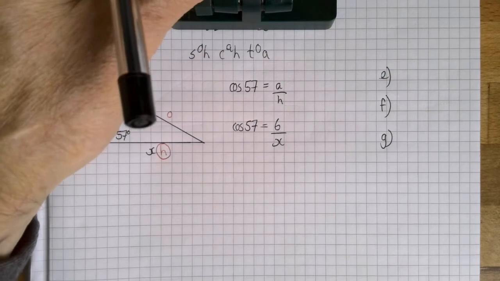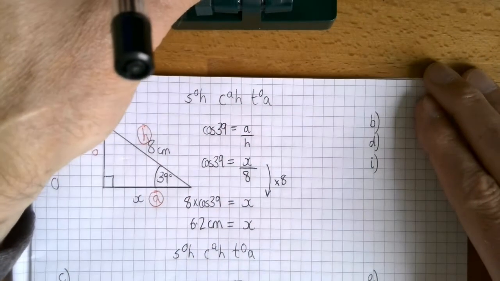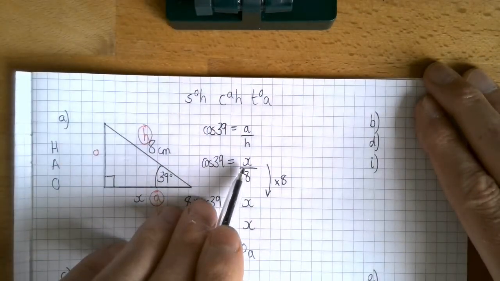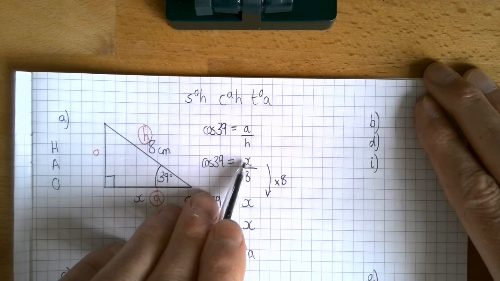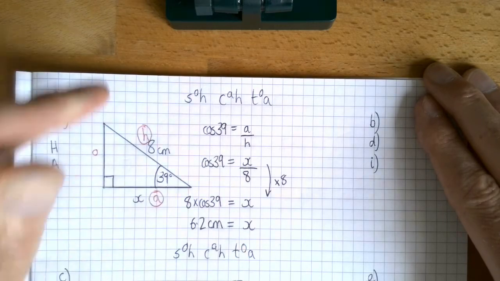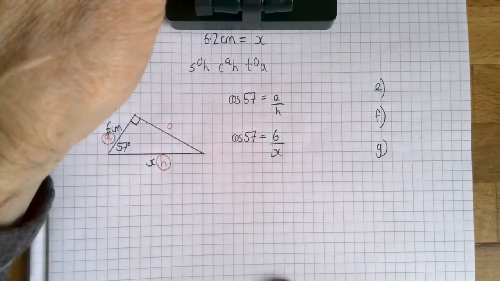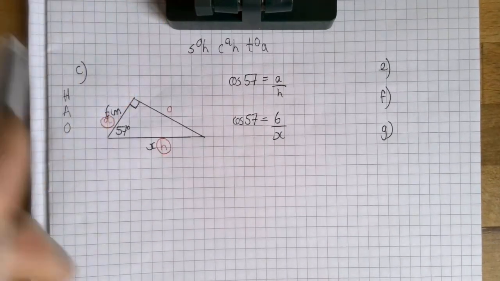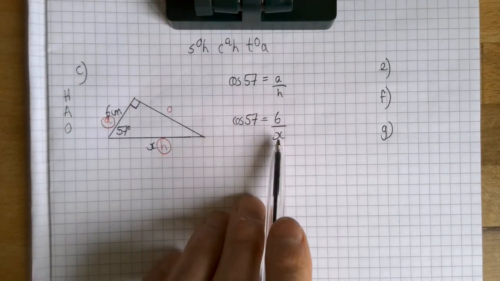Let's just look back to the previous one. In this one, the missing value was on top of the sum. It was the numerator in that fraction on the right-hand side. Now, the missing value is the denominator. It's at the bottom. And it just means that you've got a couple of steps of rearranging to do.